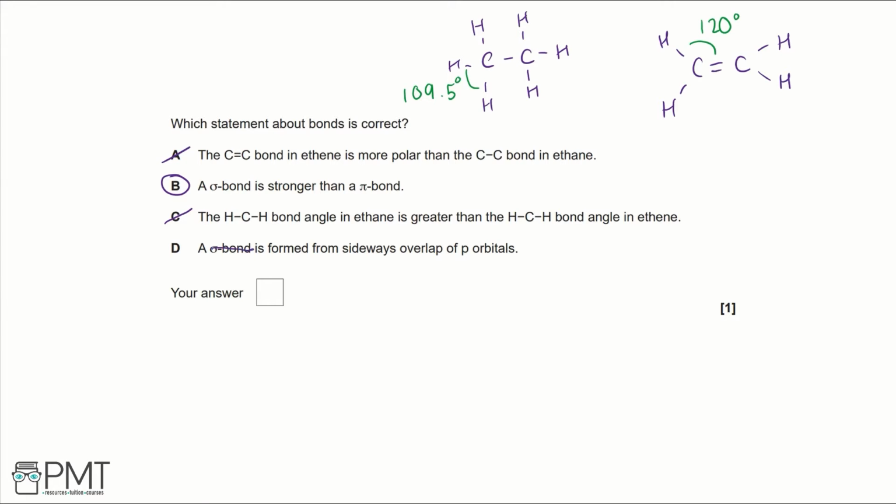Then looking at D, the sigma bond is formed from sideways overlap of p orbitals. This is incorrect. This should read pi bond. The sigma bond is formed with the direct head-on overlap of orbitals rather than a sideways overlap. That's pi bonding with a sideways overlap. So D is incorrect. And then in the answer box, we can write B. So to get the mark for this question, you need to write B in the answer box provided.